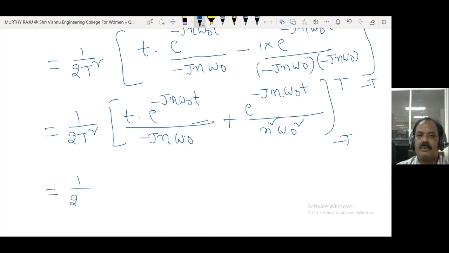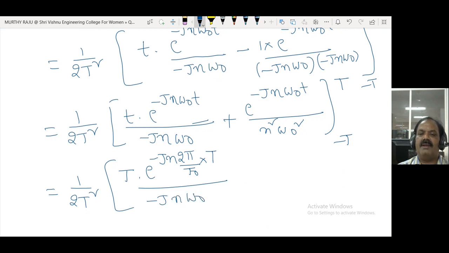1 by 2T square. Substitute the upper limit T into e power minus j n omega naught, where omega naught is 2 pi by T naught, into T by minus j n omega naught, plus e power minus j n omega naught, where omega naught is 2 pi by T naught, into T by n square omega naught square.